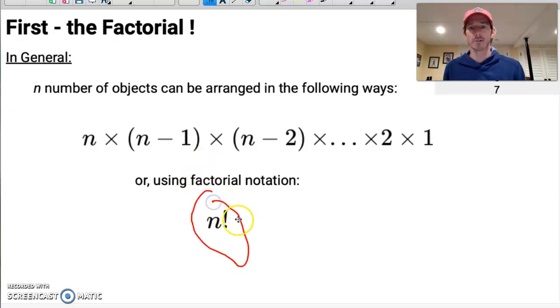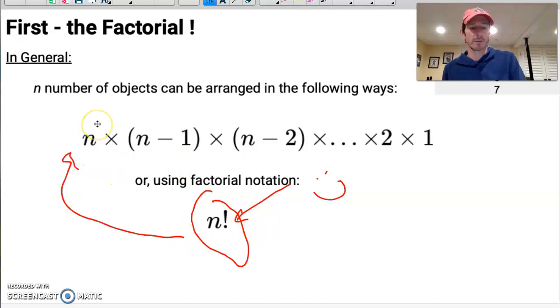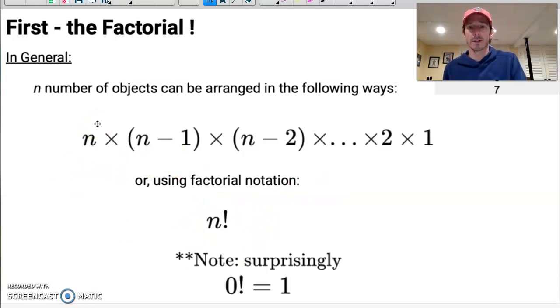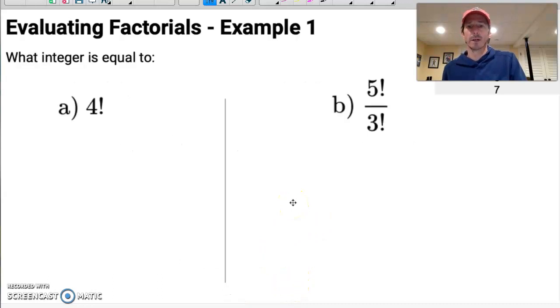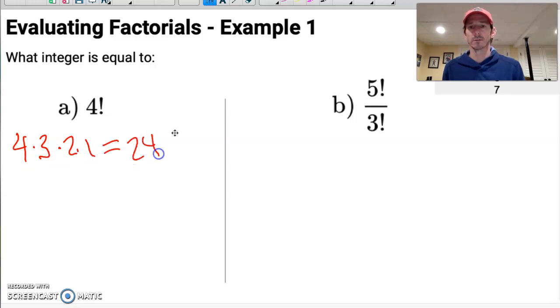So this is not just me being super excited about the letter n. It is saying n factorial, which is telling me to do this process up here. So that's something you're going to see now, and it's applicable. And again, surprisingly, like we talked about a minute ago, 0 factorial surprisingly equals 1. It doesn't equal 0. And so we're now going to apply this by asking what integer is equal to 4 factorial. We already figured this out, but it's 4 times 3 times 2 times 1, and that equals 24.